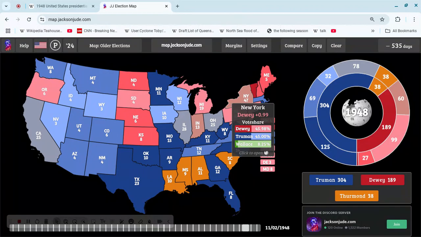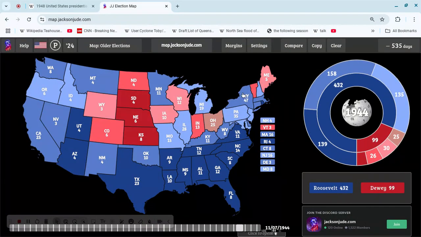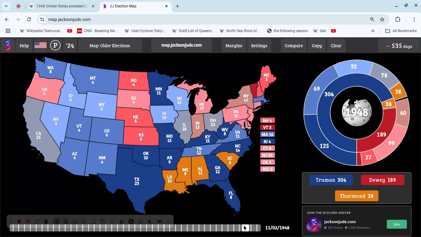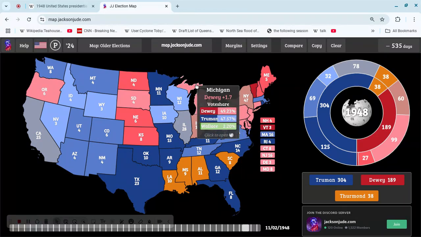In New York, Dewey won by 1%. Henry Wallace got 8% of the vote in New York, so the state is likely comfortably Democratic. Even more Democratic than it was in 1940 and in 1944 if Wallace didn't run. In Maryland, 1.4% win for Dewey. Wallace gets 1.7% of the vote. So the state would have tilted Democratic. Michigan, 2% of the vote in favor of Henry Wallace, and a 1.7% win by Dewey.